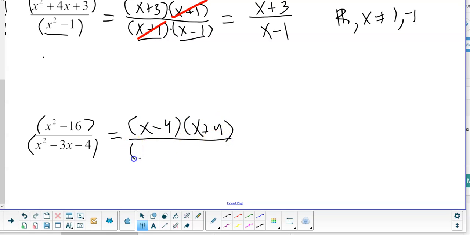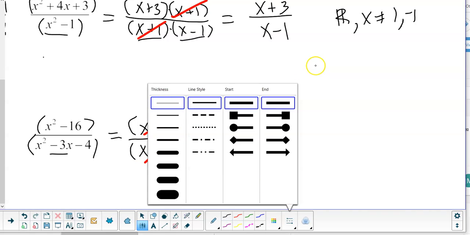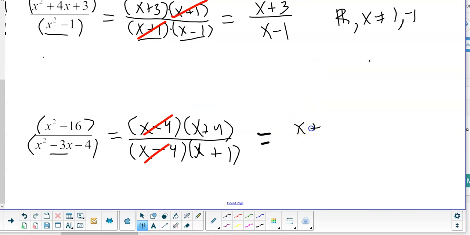That's not too bad. X and x, I guess it looks like it'd be 4 and 1. The bigger number's negative, okay, so for that -3. So I think we got it. Looks like those cancel, and so you're left with, I guess, x plus 4 over x plus 1. And again, if you put the restrictions on that, all reals, the domain, but x cannot be 4 or -1.